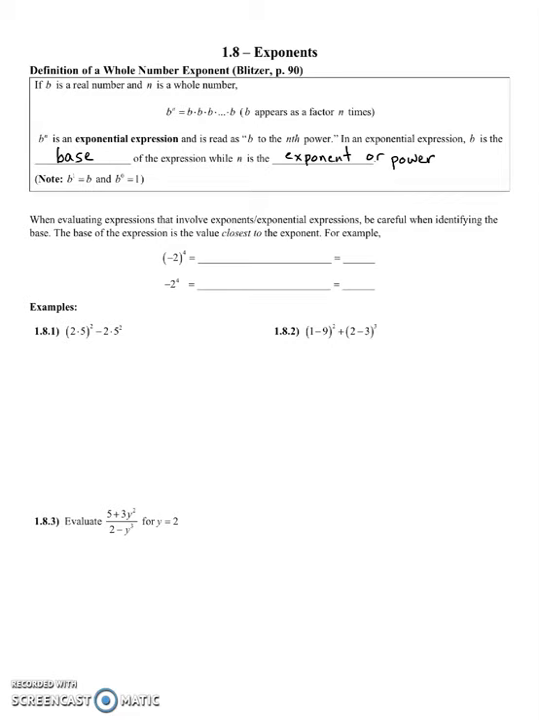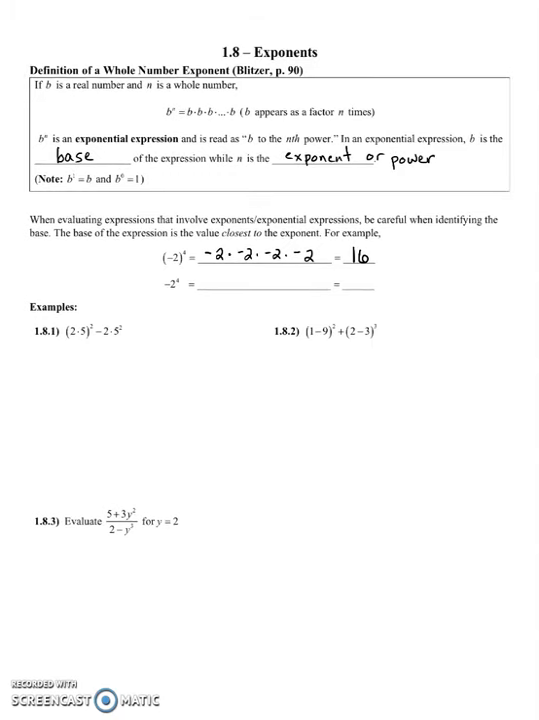So when we evaluate expressions that involve exponents, we have to be careful when identifying the base. The base of the expression is the value closest to the exponent. So for example, in this first one, -2 in parentheses raised to the 4th power means we're taking -2, and that's the base because it's in the parentheses, times -2 times -2 times -2, which gives us a positive 16.